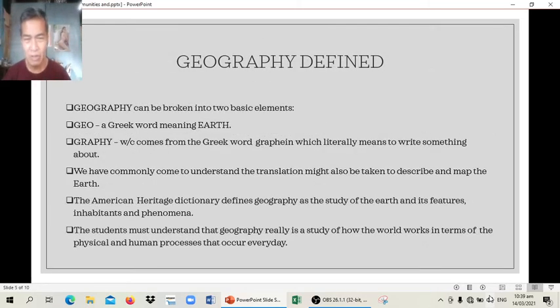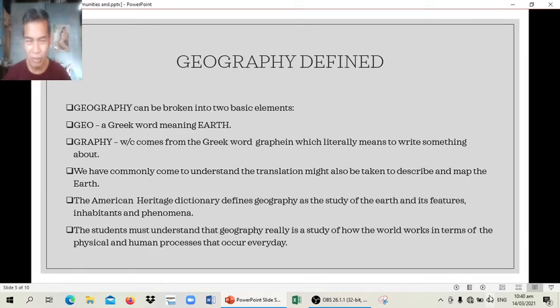The next is geography defined. What actually is geography? Geography can be broken into two basic elements. Dalawa lang po. The geo and the graphy. The geo is a Greek word meaning earth. Daigdig yan. Pinatutungkulan ang ating planetang lupa. Samantalang graphy comes from the Greek word graphein, which literally means to write something about.